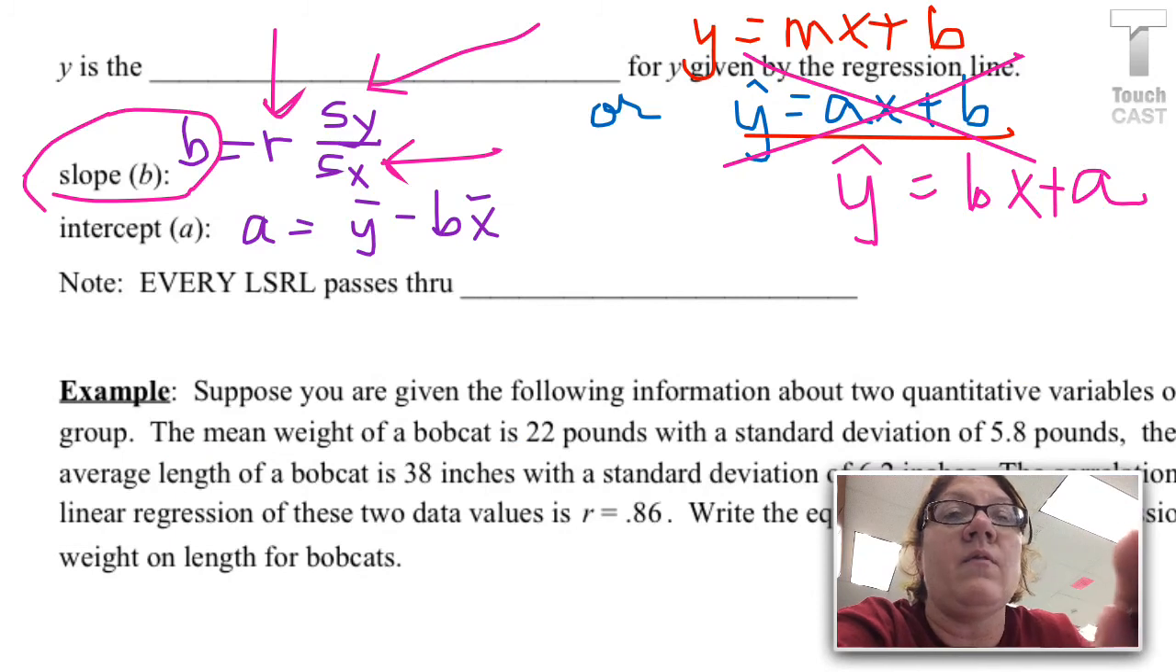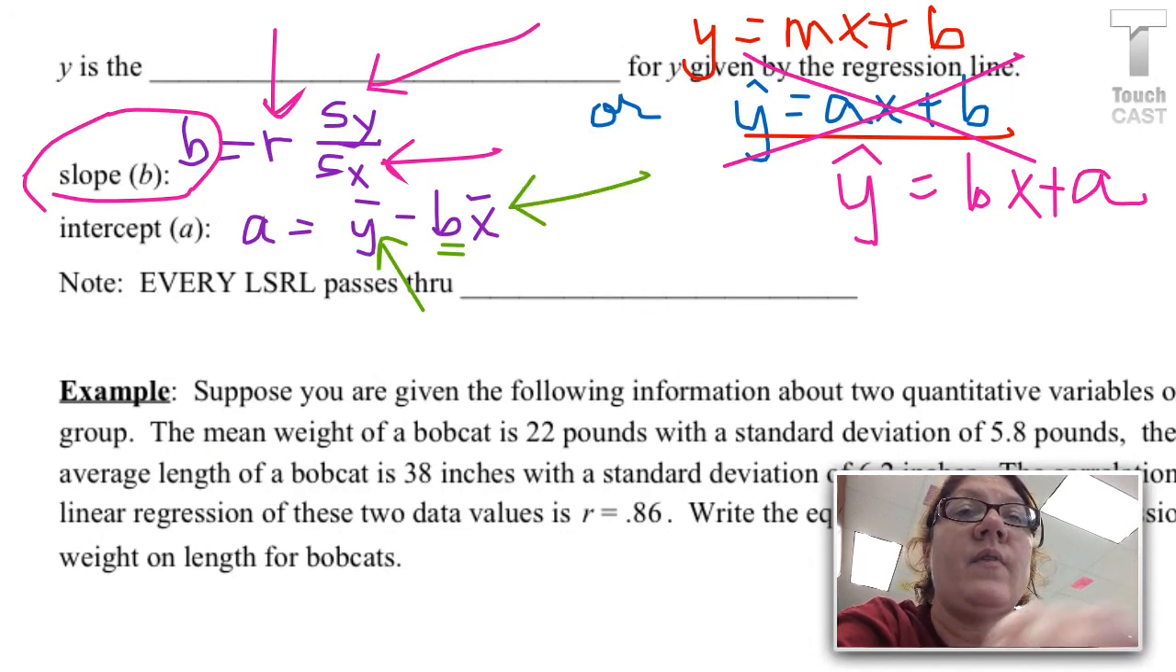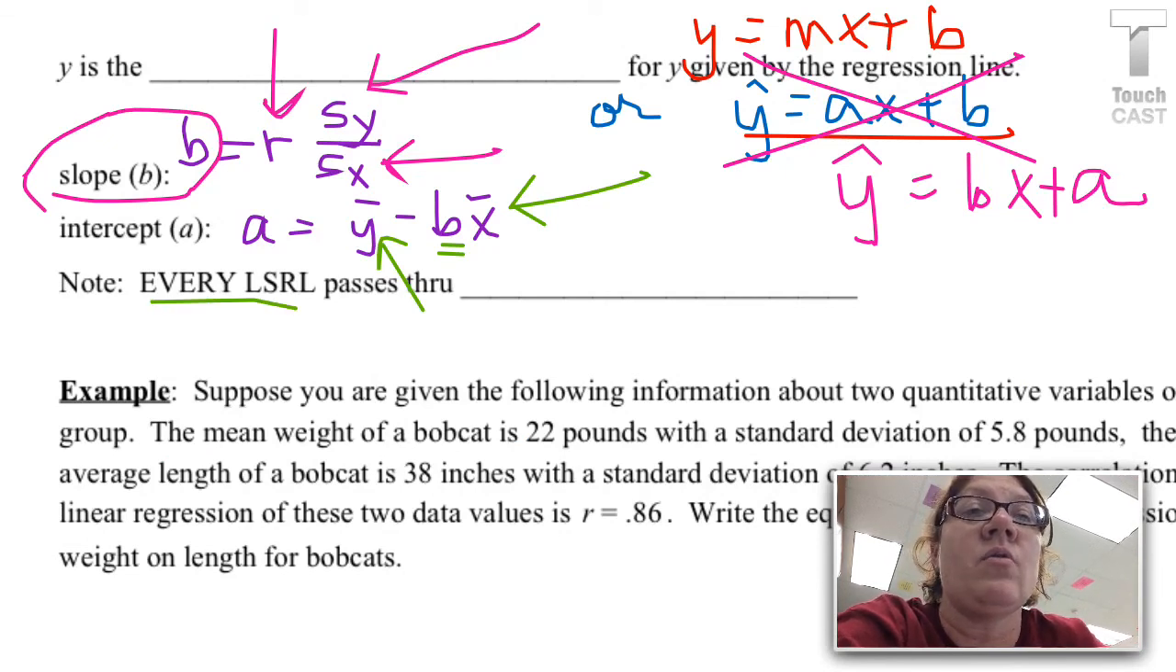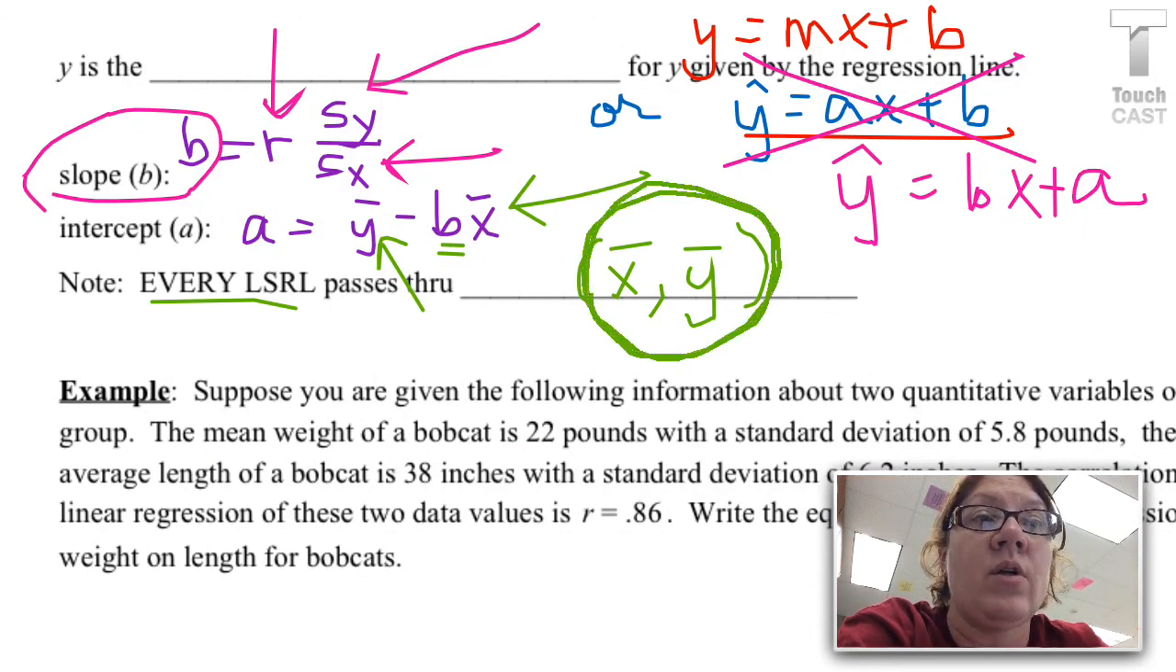And I can find the intercept if I know the mean of the y values and the b that I just generated, and the mean of the x values. And one thing to note is every least squares regression line goes through the two mean values as a point. So the mean of the x's and the mean of the y's is a dot on every single least squares regression line. As a matter of fact, it goes smack dab through the center of that.